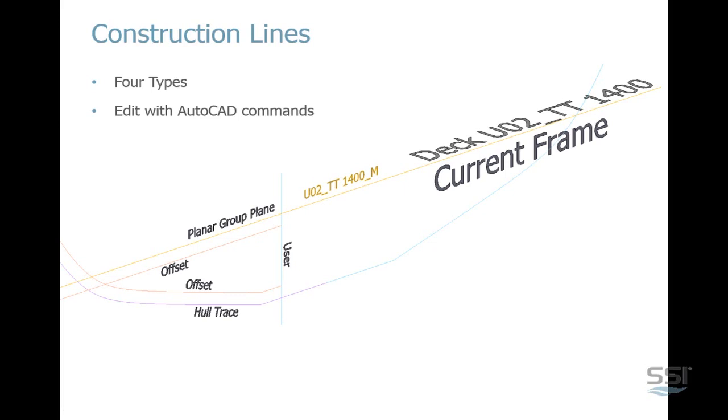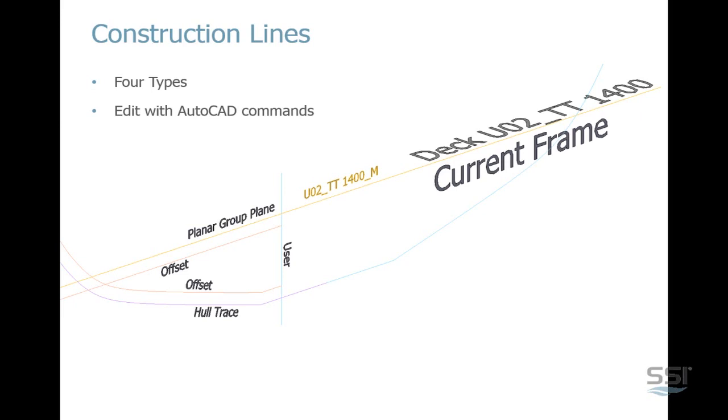We can't really do too much with the hull trace because they literally represent where the hull is at that particular location. So those are relatively fixed. We can extend them and we can trim them, and that's about all we can do with them. Offset construction lines are created using AutoCAD's offset command against one of the other types of construction lines. These are extremely useful construction lines as they maintain the offset that we've set from the original. So if the original is moved, then the offset is maintained between that.